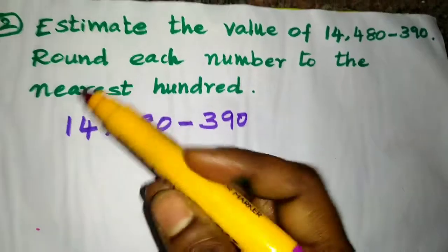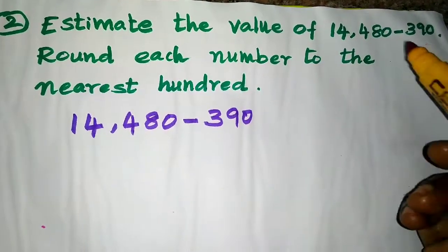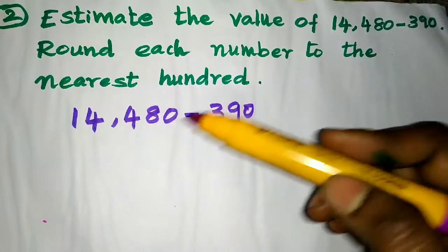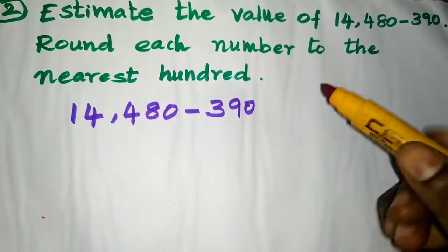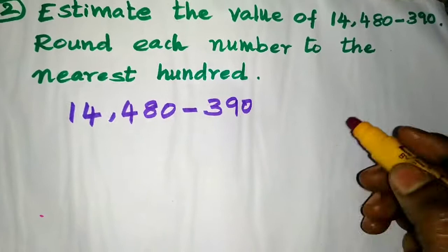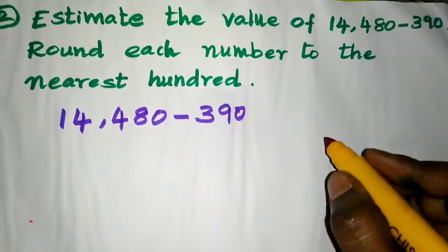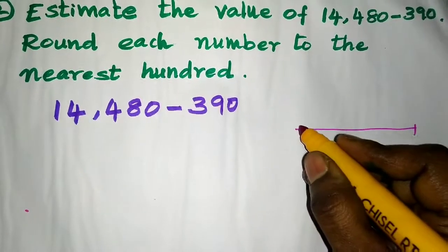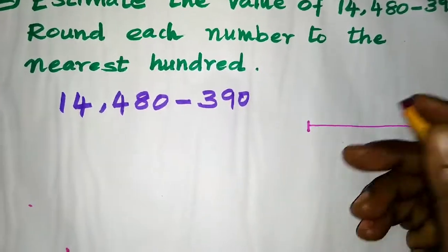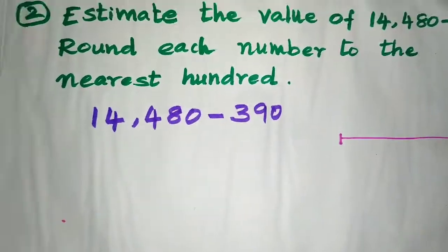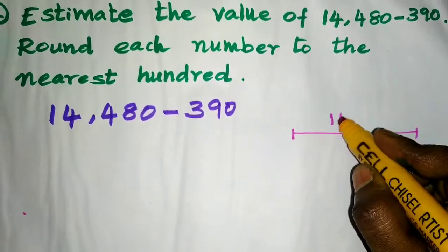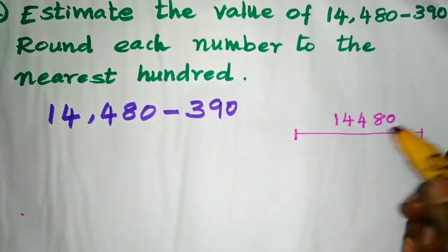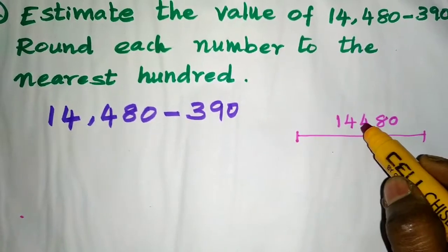Next problem. Estimate the value of 14,480 minus 390. Round each number to the nearest hundred. Here we are going to do subtraction, that means difference. After rounding the given numbers, we have to subtract the two round off numbers. Are you clear? Consider the number 14,480. Here we are going to round off the given number.